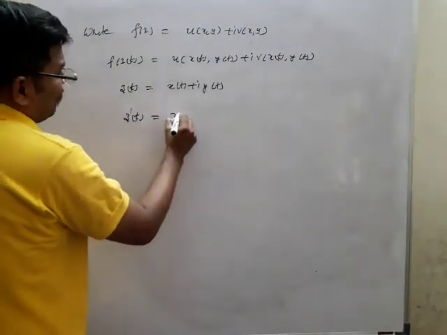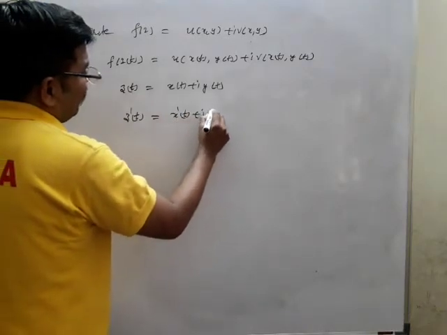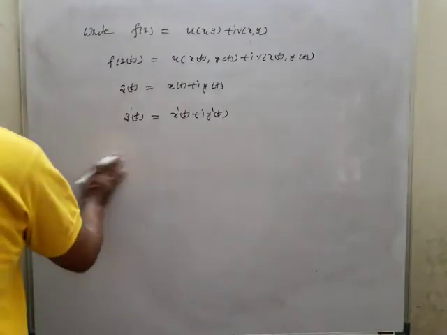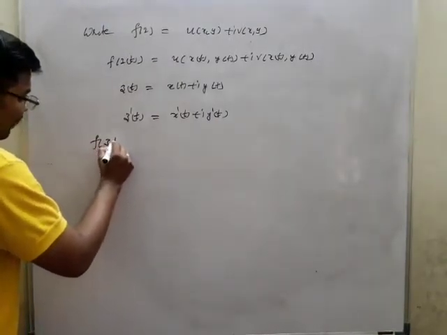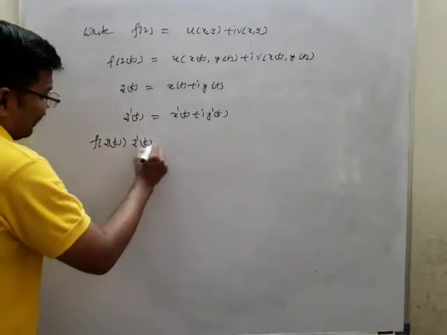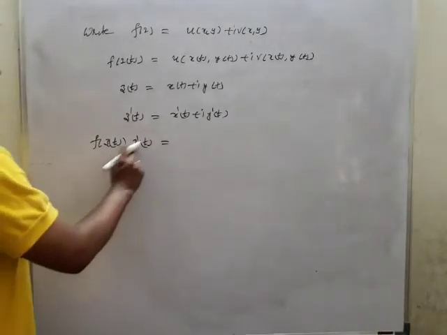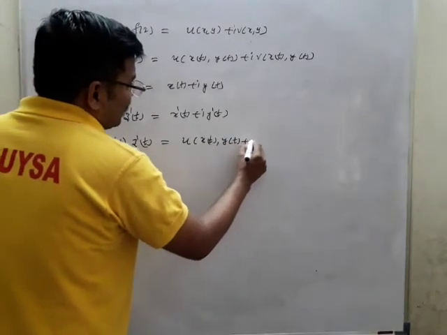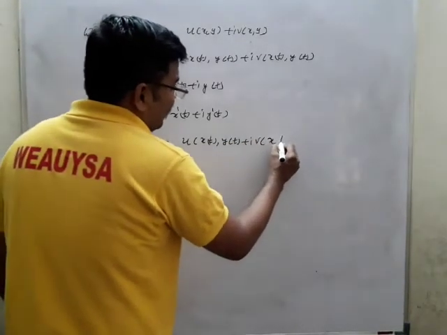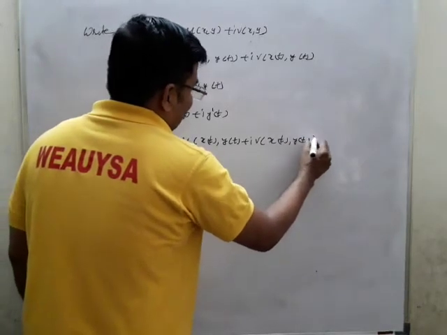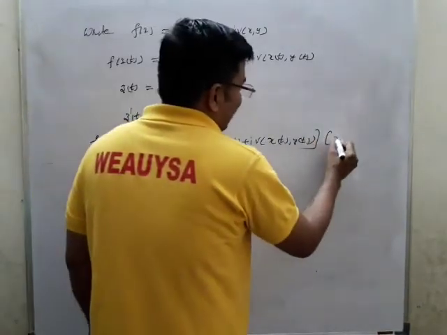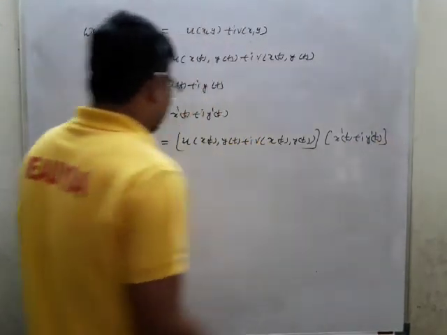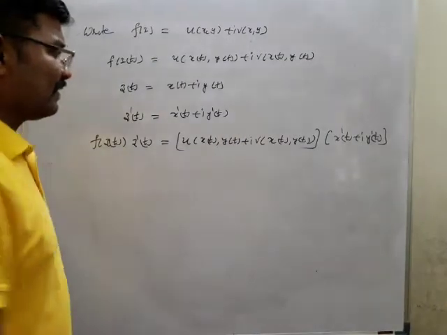z'(t) = x'(t) + i y'(t). As you know already, z'(t) is like this. Now we'll try to find f(z(t)) z'(t). What is f(z(t))? That is u(x(t), y(t)) + i v(x(t), y(t)), multiplied by x'(t) + i y'(t). Simply, I am just multiplying both the things here.